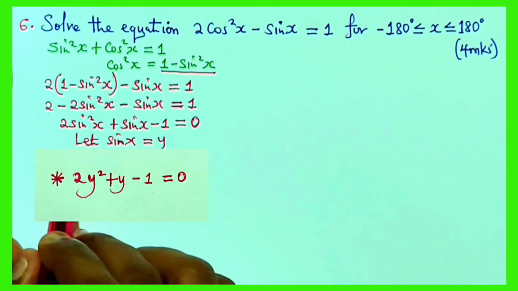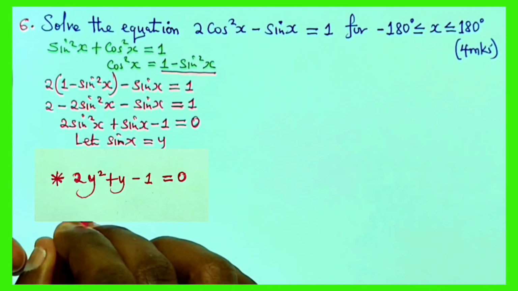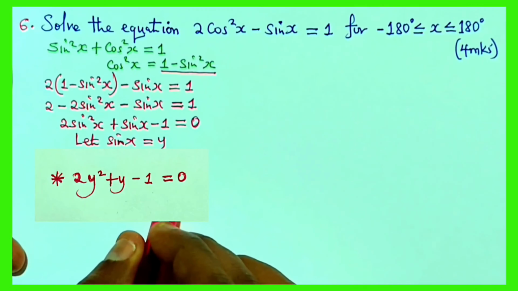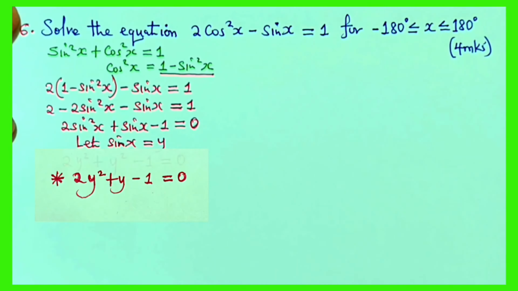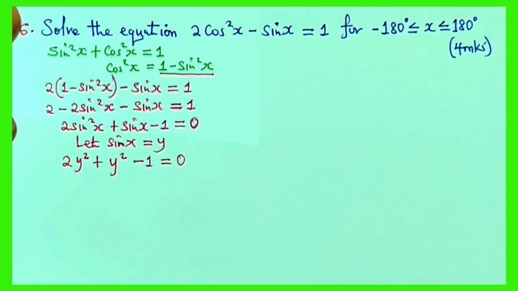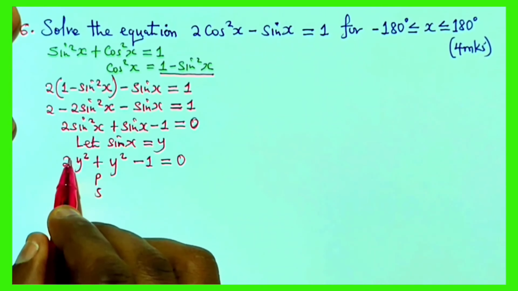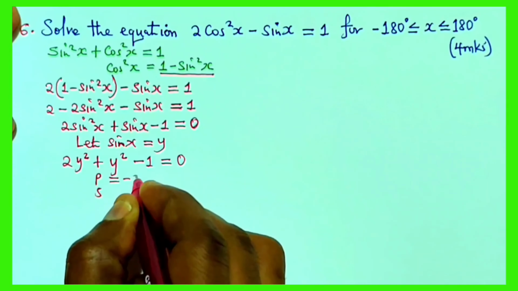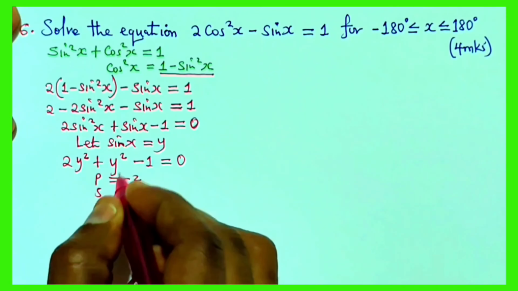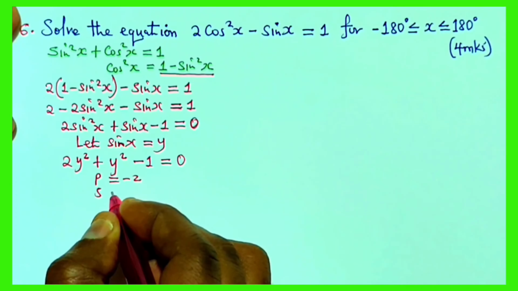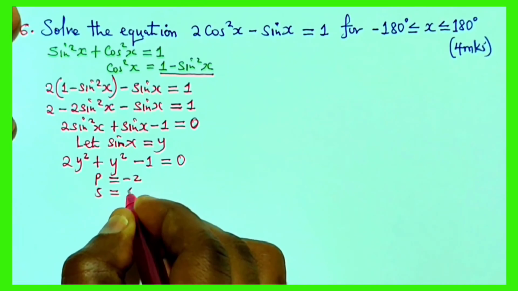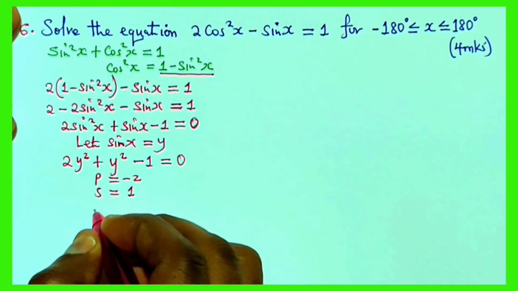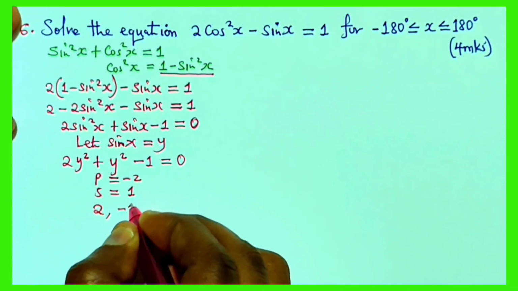So we end up having a quadratic equation: 2y squared plus y minus 1 is equal to 0. And then we can consider the factorization method. The product here will be 2 times negative 1, which is simply negative 2, and the sum will be the coefficient of the second term, which is positive 1. Therefore, the two factors will be 2 and negative 1.